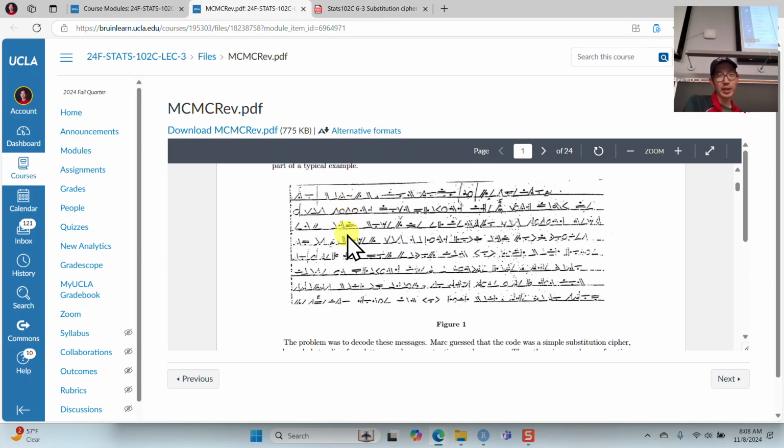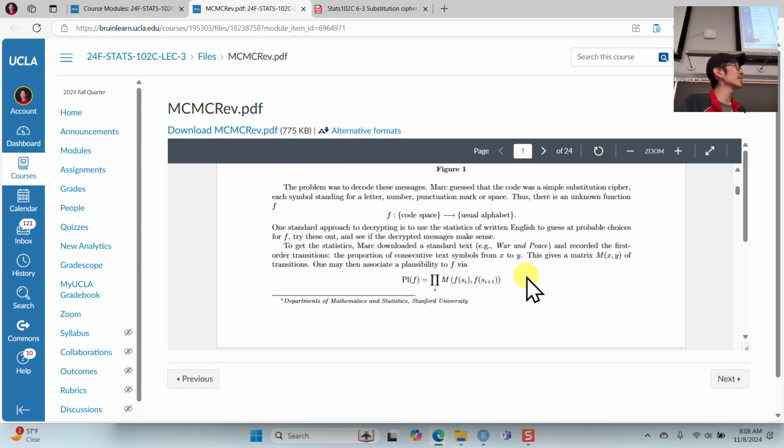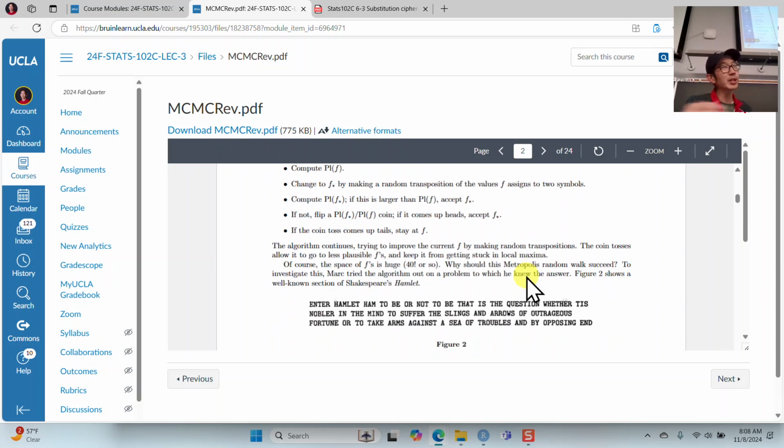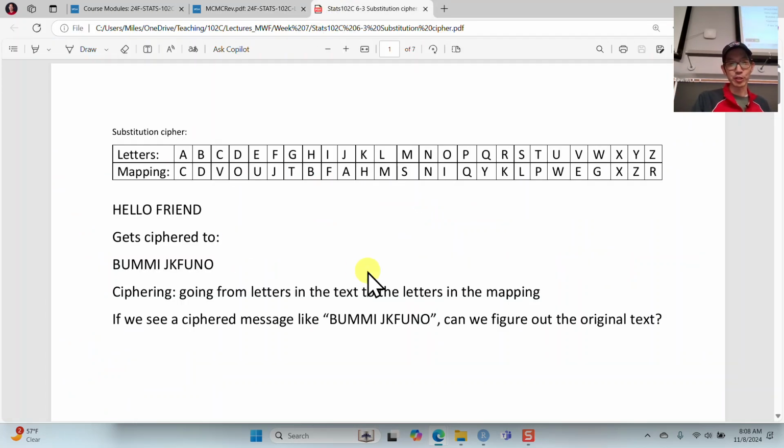This is 24 pages, but it's pretty good. I highly recommend the reading because it also covers a lot of the concepts of Markov chains and stationary distributions and things like that. Okay, transition matrices. It reviews a lot of those things in a written document. So anyway, this is the problem that we want to try to solve: we encounter some kind of message, and we want to figure out what was the original text.